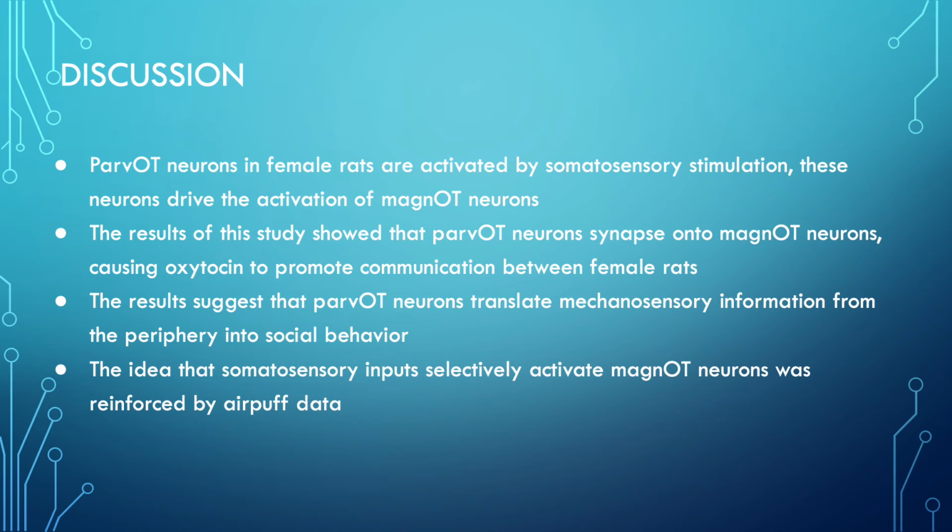Discussion. Parvocellular oxytocin neurons in female rats are activated by somatosensory stimulation. These neurons drive the activation of magnocellular oxytocin neurons.